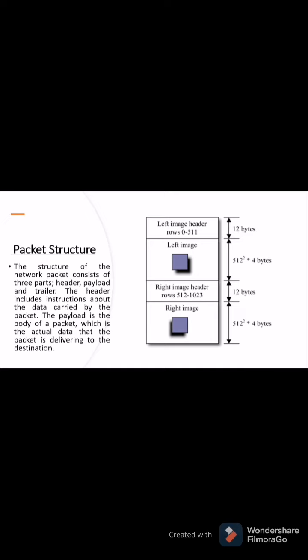Packet structure. The structure of network packets consists of three parts, and those are header, payload, and trailer. The header includes instructions about the data carried by the packet. The payload is the body of the packet, which is the actual data that the packet is delivering to the destination.